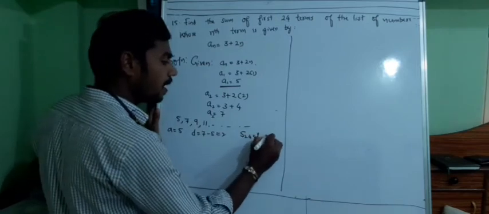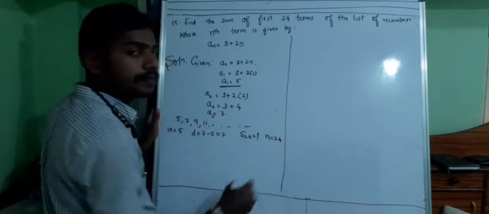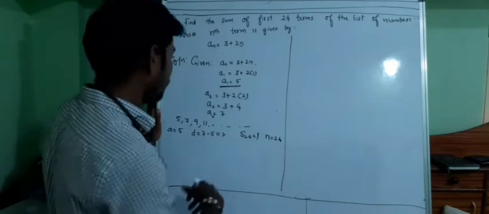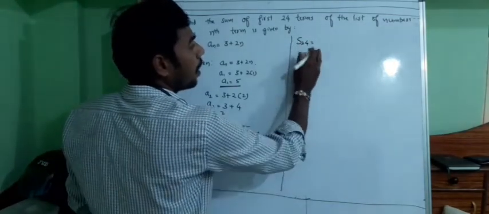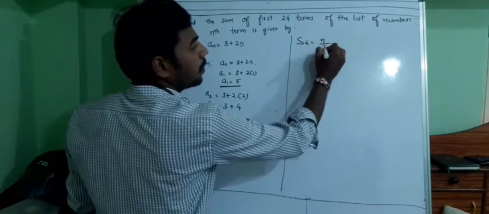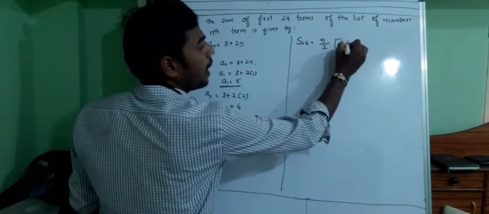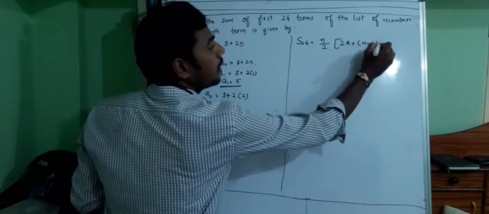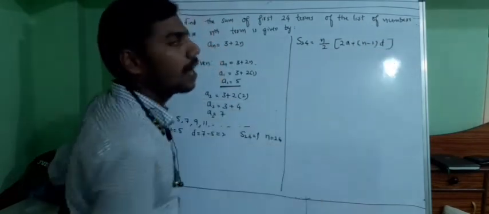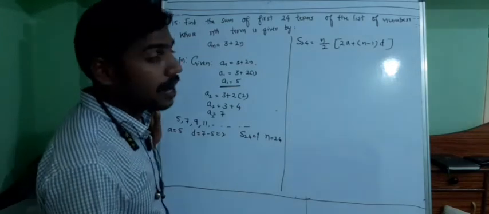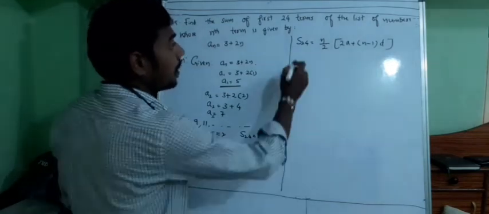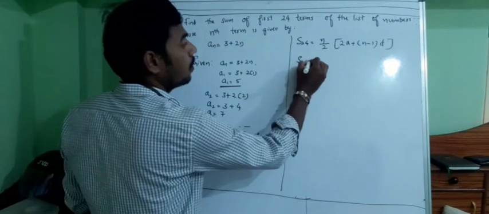What is the value of n here? 24. Fine. Now S24 is equal to n by 2 into 2a plus n minus 1 into d. We cannot use the last formula, that is n by 2 into a plus l, because we don't know the last term. So S24 is equal to, what is n?